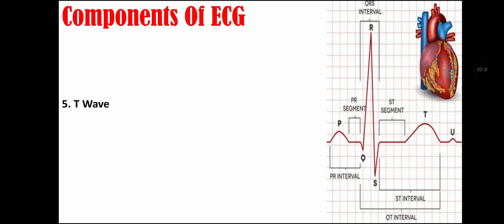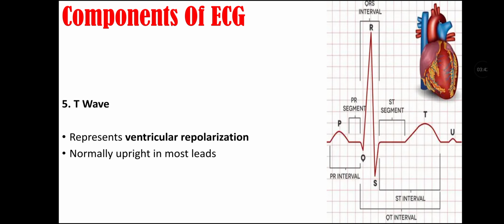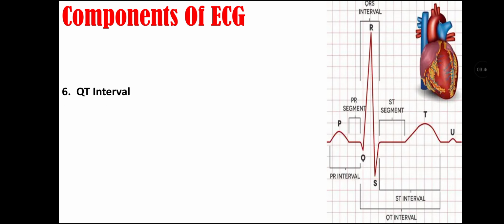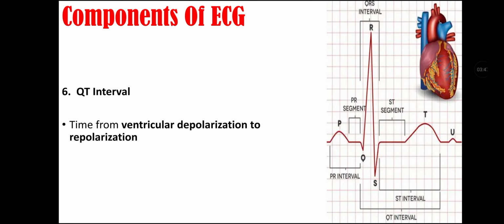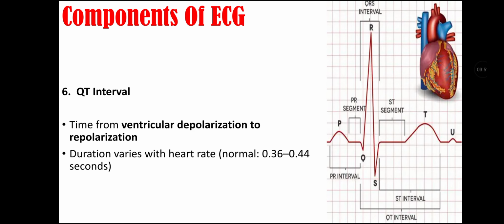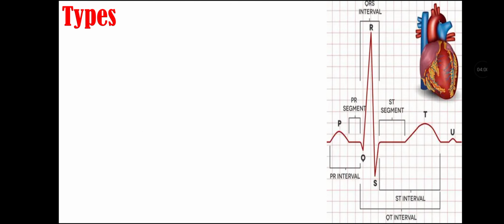The fifth component of ECG is the T wave that represents ventricular repolarization. It is normally upright in most leads. The sixth component is the QT interval, that is the time from ventricular depolarization to repolarization. Its duration varies with heart rate. Normal duration is 0.36 seconds to 0.44 seconds.